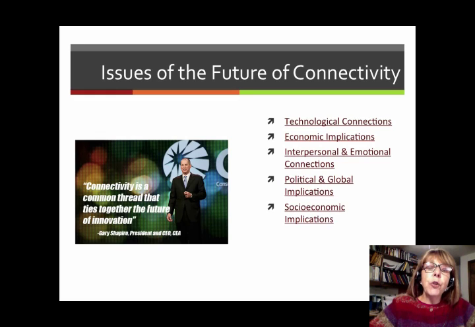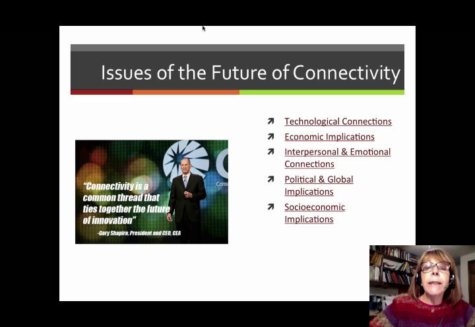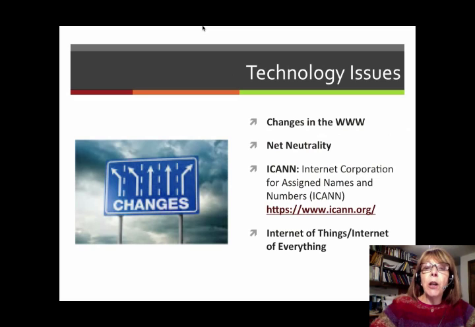And as you see in the quote on the left, connectivity is a common thread that ties together the future of innovation. So we take for granted oftentimes in many segments of our society around the world that the internet and connectivity is there whenever we need it. But that's really not the case. And there are some issues involved with this, and so we're going to be focusing on those this week.